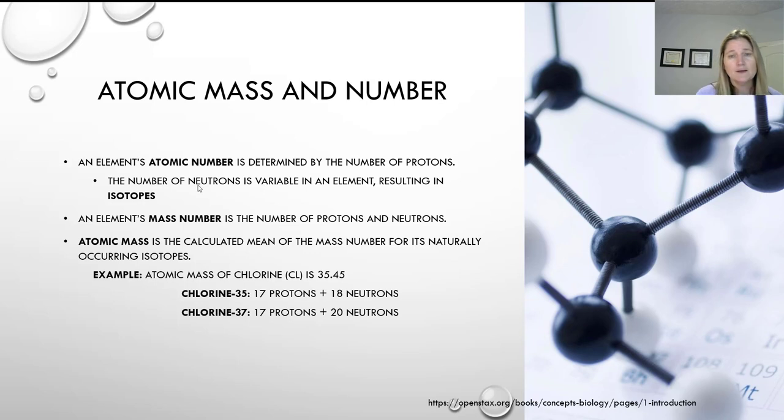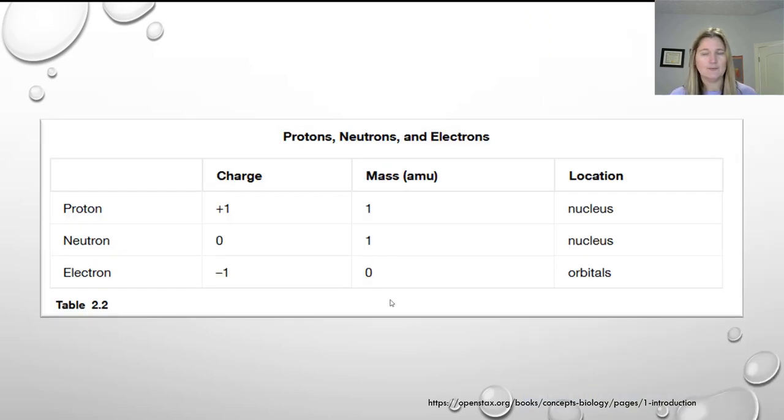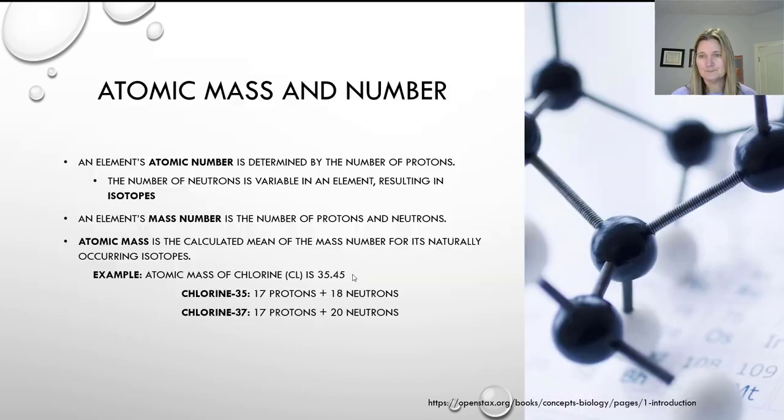Okay. Now, we can determine the mass number by adding up the number of protons and neutrons in the nucleus. Now remember, electrons don't have much mass to them, and so we're not counting them in the mass number since their atomic mass is so negligible, it's so small.